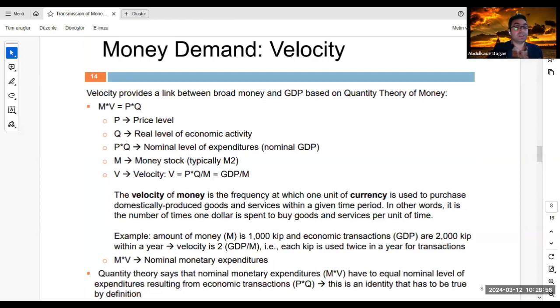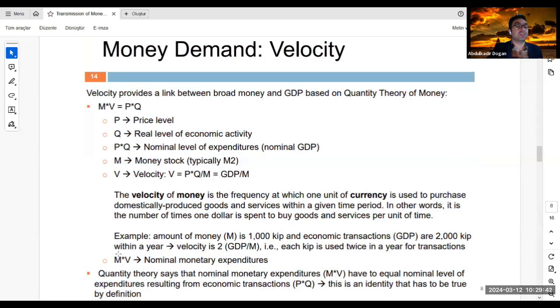velocity of money is the frequency at which 1 unit of currency is used to purchase domestically produced goods and services within a given time period. In other words, it is the number of times $1 is spent to buy goods and services per unit of time. How many times does money change hands? Example: the amount of money, M, money supply, is let's say 1,000 kip, and economic transactions, GDP, are 2,000 kip within a year. So velocity will be 2, meaning that with 1,000 of money, if I produce 2,000 of products, this means that money changes hands 2 times.